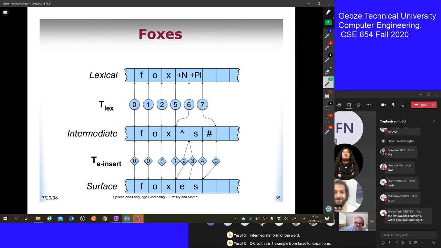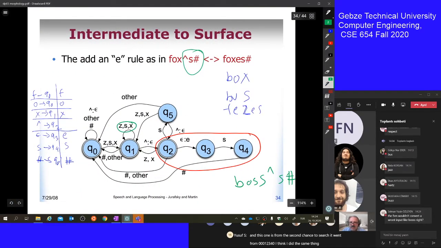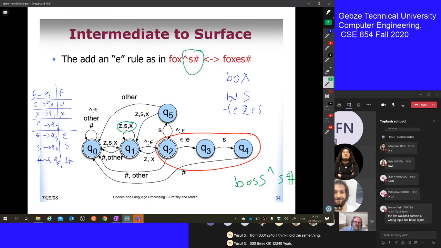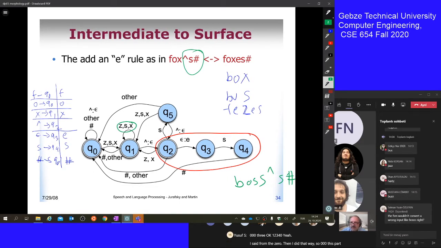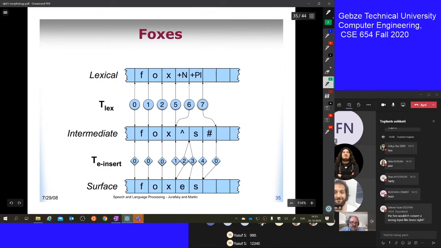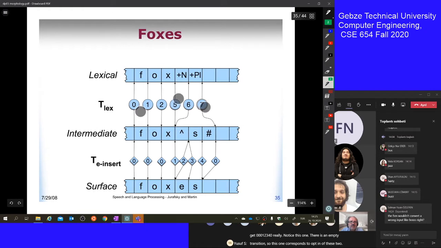Okay, so this one, remember the first transducer that I showed you, and this one is from the second transducer. It went 0, 0, 0, 1, 2, 3, 4, 0. And I think I did the same thing. I started from the 0, then I did it that way. Notice this one, there is an empty transition, so this one corresponds to the outputting of these two. Okay, and I have already showed you how this one works.